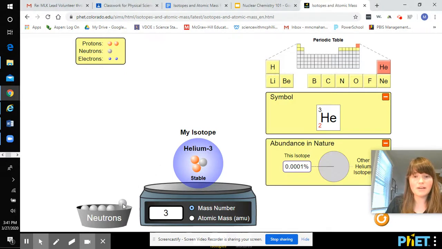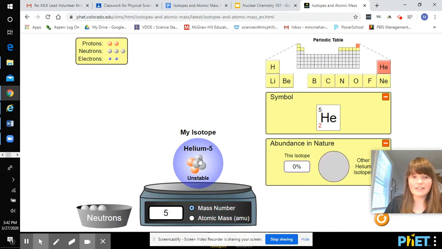Let me try taking away a neutron. You'll see helium-3 is also stable. So that's another isotope of helium. It just has 1 neutron. It's a very, very small amount of all the atoms of helium, though. This one is only 0.0001% of all atoms of helium, but it is stable. So it looks like the most common form of helium is helium-4.